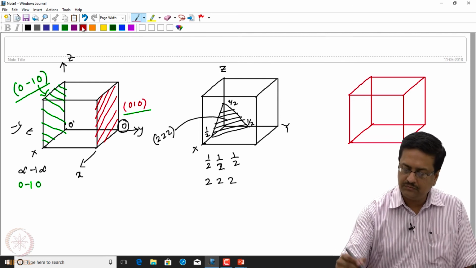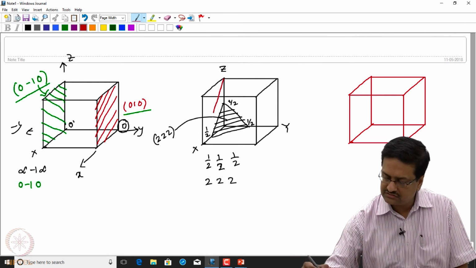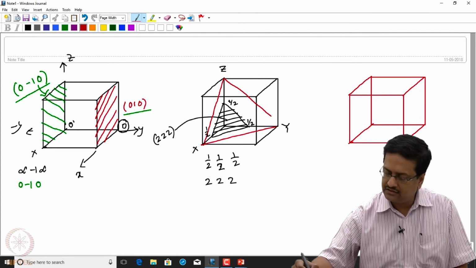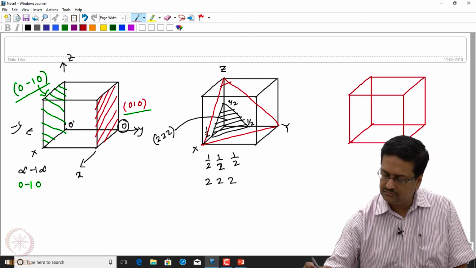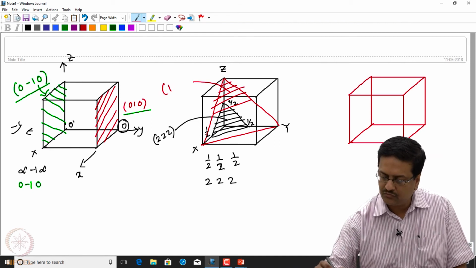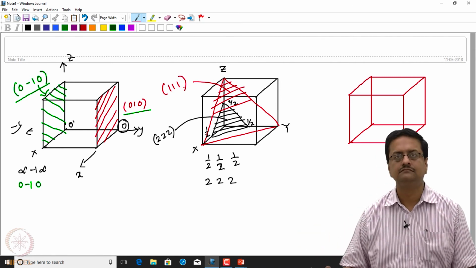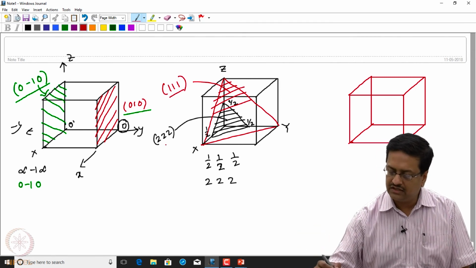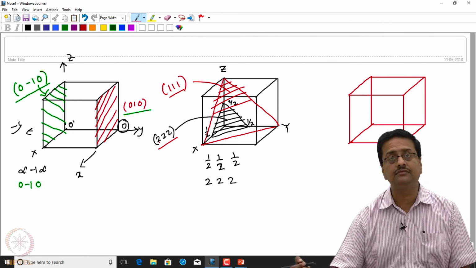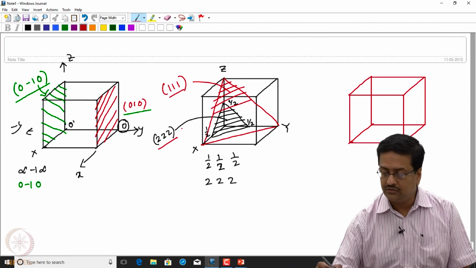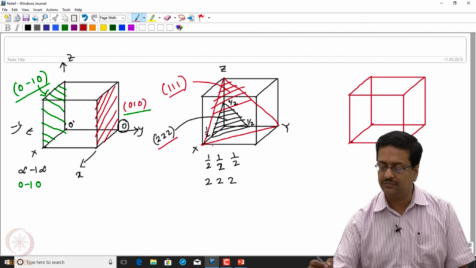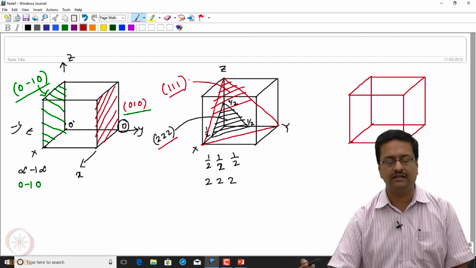Now, if you remember, the plane which was like this, connecting the three diagonals, three corners, that plane we designated as 1, 1, 1. You see now the 1, 1, 1 and 2, 2, 2 are set of parallel planes, but they are different. The plane 2, 2, 2 covers a smaller area inside the unit cell compared to the area covered by 1, 1, 1 plane.